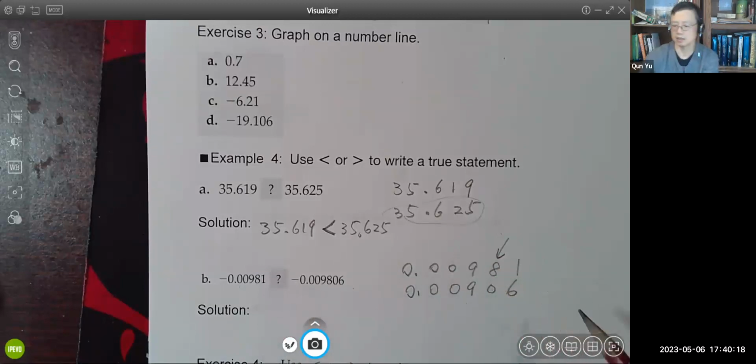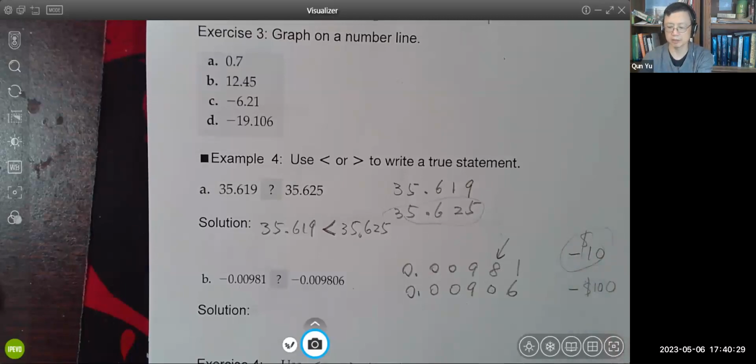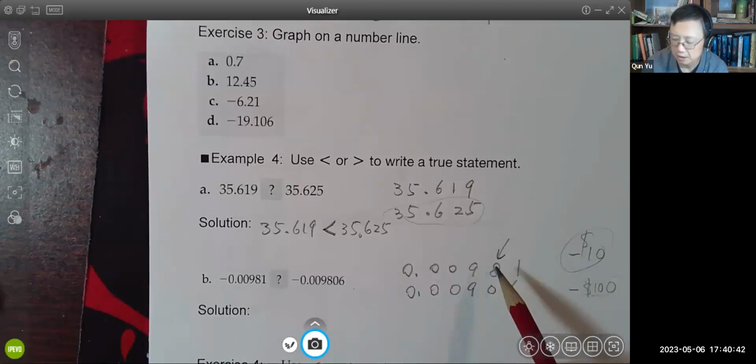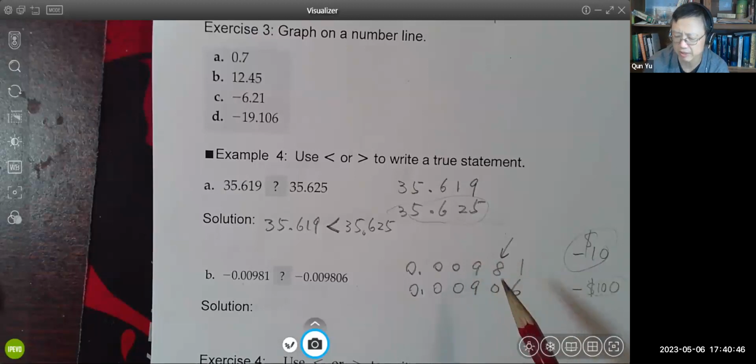So like if you have a $10 debt and I have a $100 debt, who has more money, relatively speaking? You have more money, because for negative numbers, the bigger the size, the smaller the value. I'm deeper in debt. You're not that deep in debt. So that's why we compare the size first. Then if they're negative numbers, the bigger the size, the smaller the value.